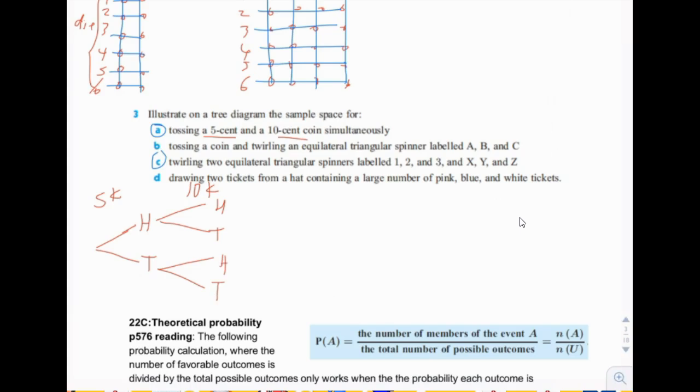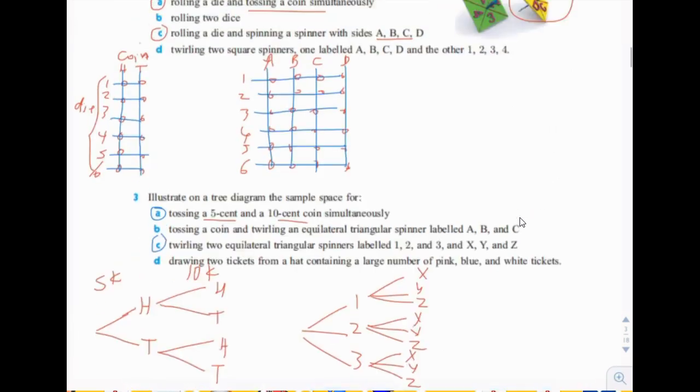Okay? What about for C? Twirling 2 equilateral triangle spinners labeled 1, 2, 3 and X, Y, Z. So we'll do the 1, 2, 3 spinner first, which has 3 outcomes, and then after that we will do the X, Y, Z spinner. And you see how you have to draw identical trees from each one of the branches for X, Y, Z. X, Y, Z. X, Y, Z. All right. So that was C. Yeah, we're just doing A and C.